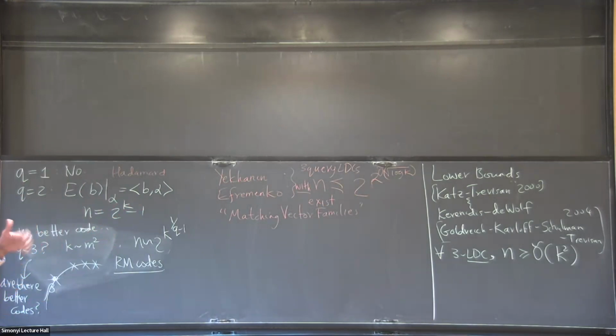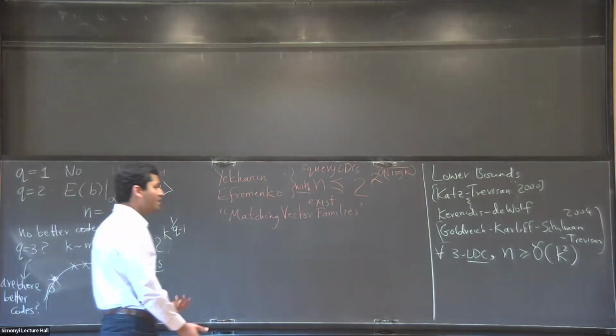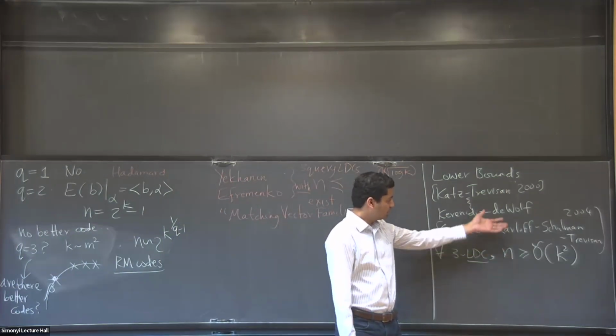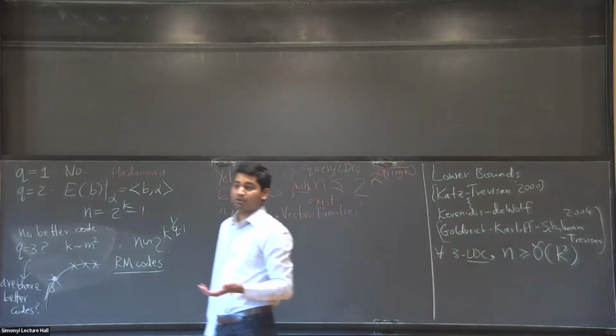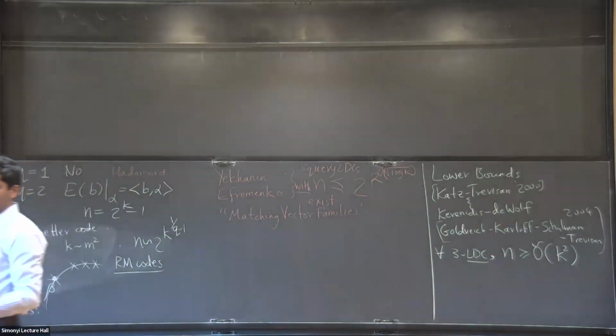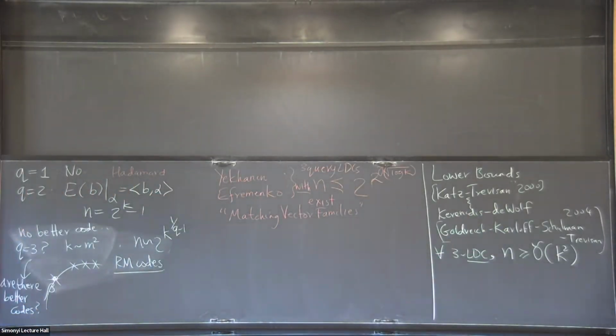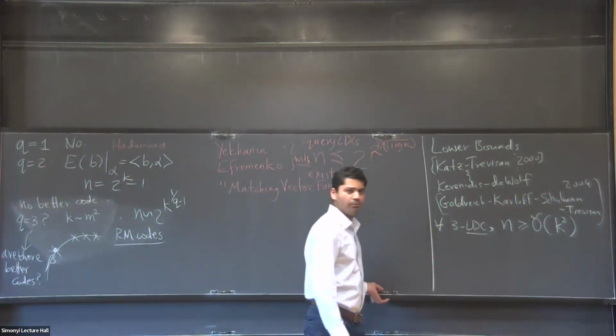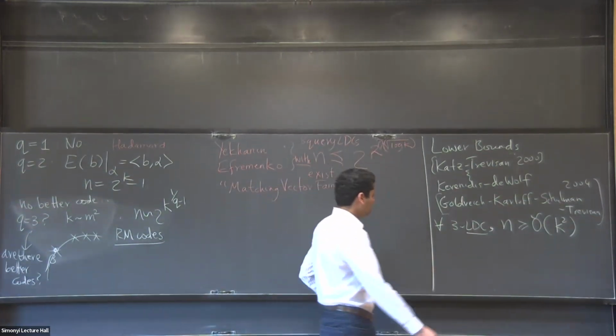So the state of affairs is kind of weird. Till 2022 or so, we did not know how to prove more than a quadratic lower bound for 3 LDCs. The best construction is non-trivial, but subexponential. Where's the answer in between? We don't know.